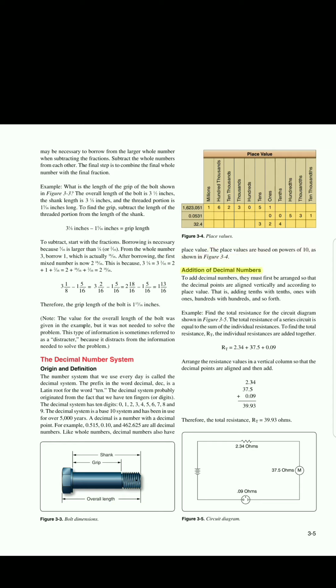Place values. The place values are based on powers of 10, as shown in figure 3-4. Addition of decimal numbers. To add decimal numbers, they must first be arranged so that the decimal points are aligned vertically and according to place value. That is, adding tenths with tenths, ones with ones, hundreds with hundreds, and so forth.